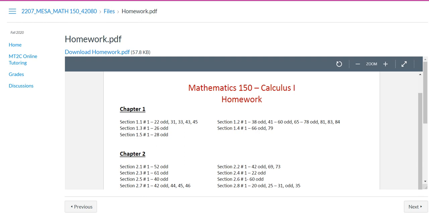Mathematics 150, Calc 1 homework, Chapter 1, Section 1.1, and Section 1.3, 1.5. So that means we're not doing Section 1.2. Oh, and I'm sorry, we are. That kind of stood out. It was awkward, but there they are. It goes 1.1, 1.2, 1.3, 1.4, 1.5. Okay, so you're doing 1 through 22 odd, 31, 33, 43, 45.